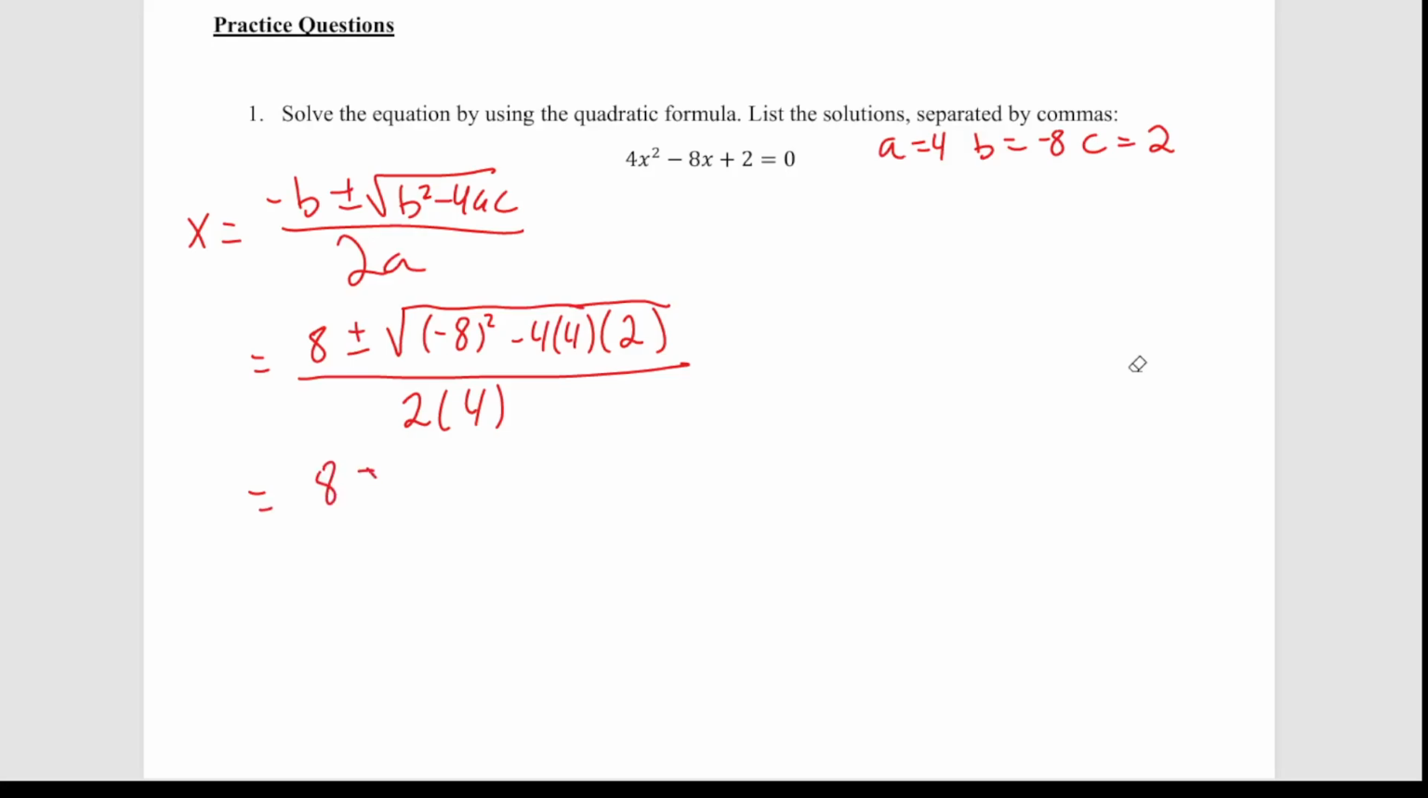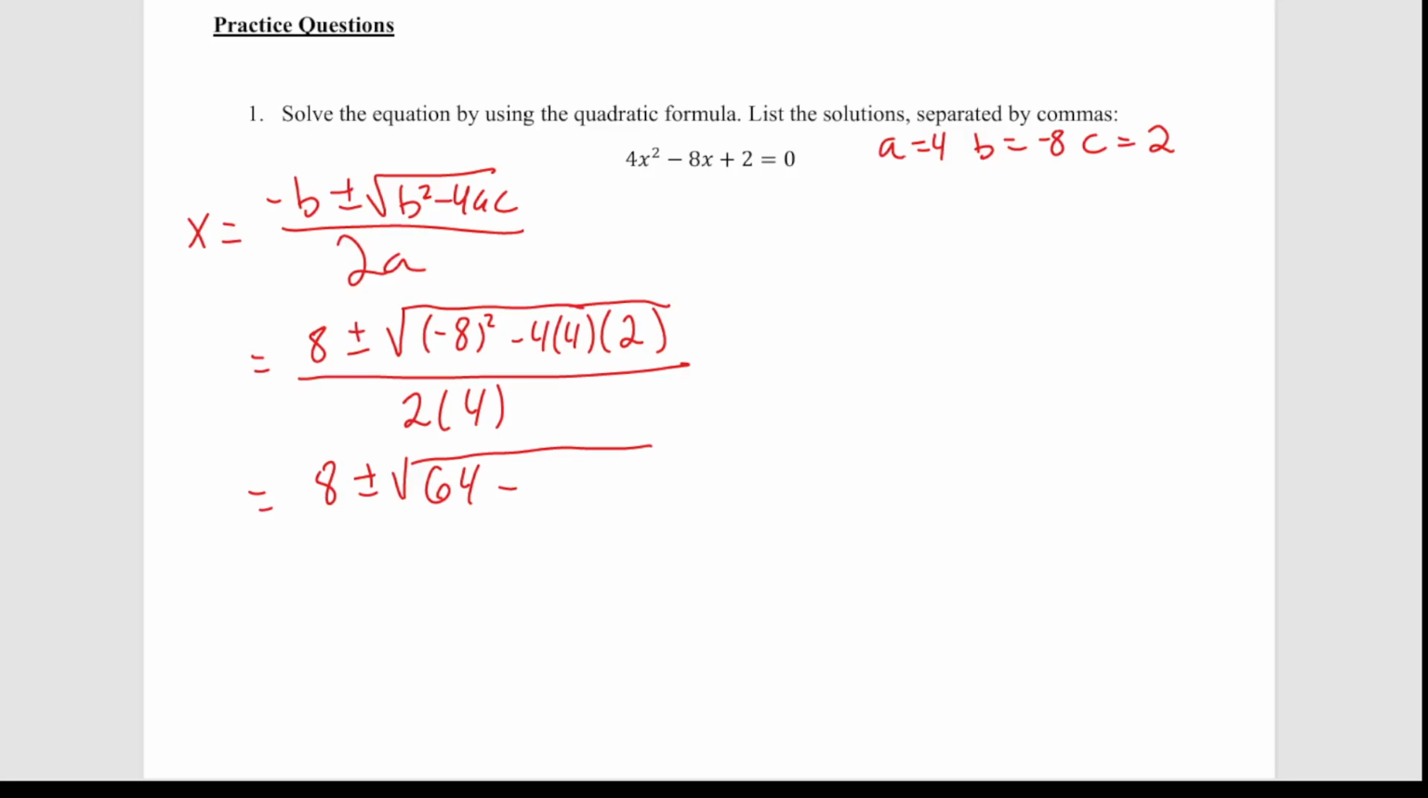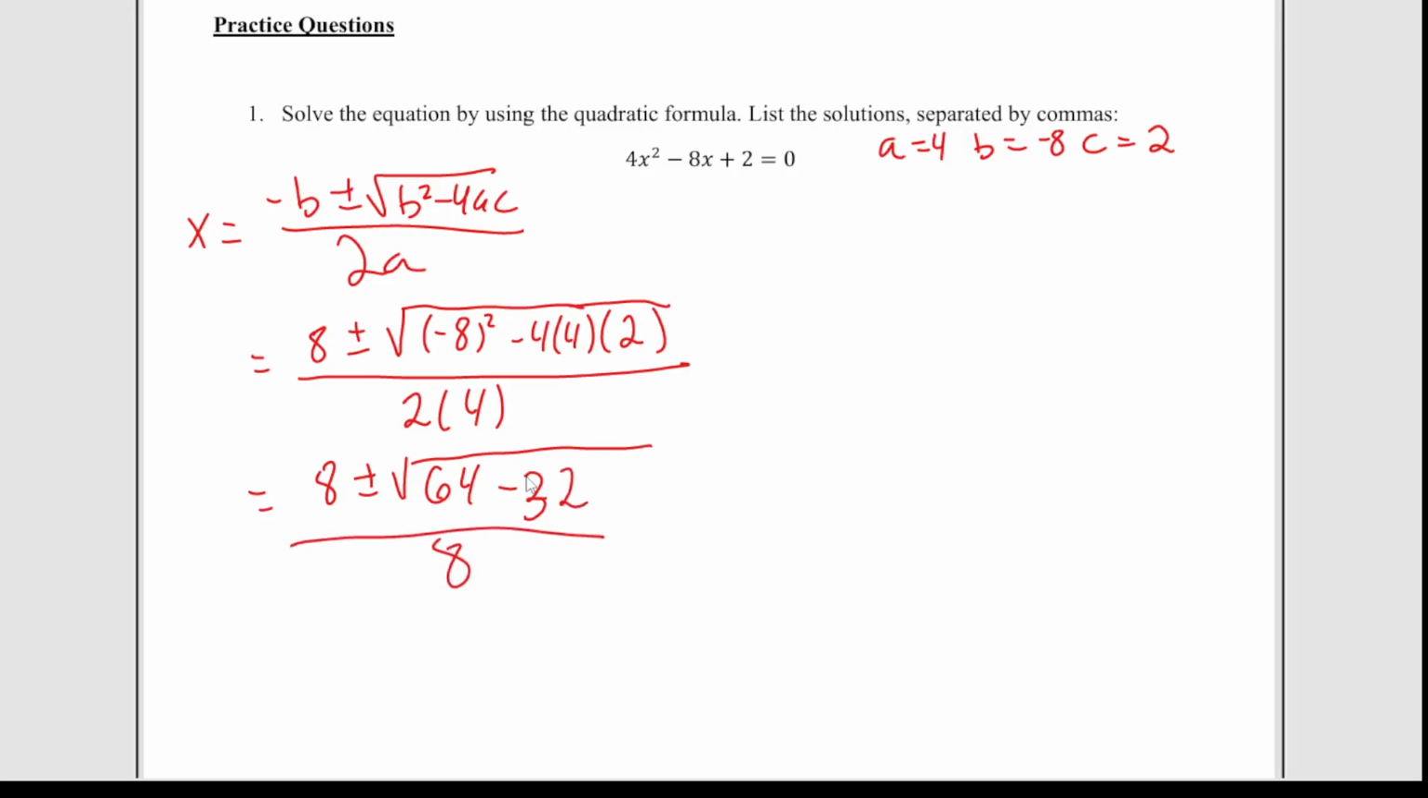Then you want to keep on going, tackling what's underneath the square root first, because in terms of order of operations, that's basically a giant parentheses. -8 all squared is 64. 4 times 4 times 2 becomes, what is that, 72-ish? I'm actually blanking a little bit. No, that's too big. It's going to be 32, right? 32, yeah. Minus 32, all over 8. Then we have 8 plus or minus 64 minus 32 leaves you with 32, over 8.